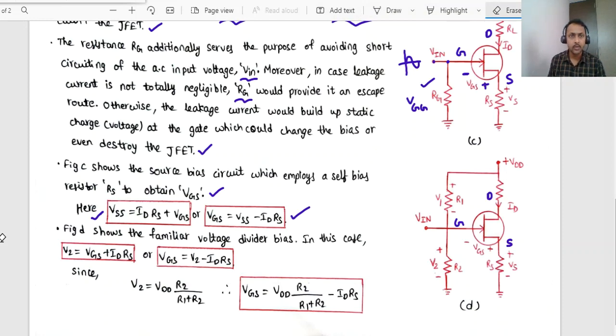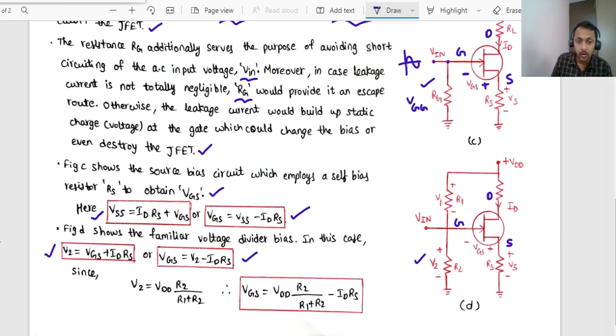Now in voltage divider bias, dear students, the voltage V2 can be obtained as VGS plus the current flowing through RS, that is, the drain current. The current flowing through RS times RS plus VGS will give us V2. Obviously, the gate source voltage will be V2 minus ID times RS.